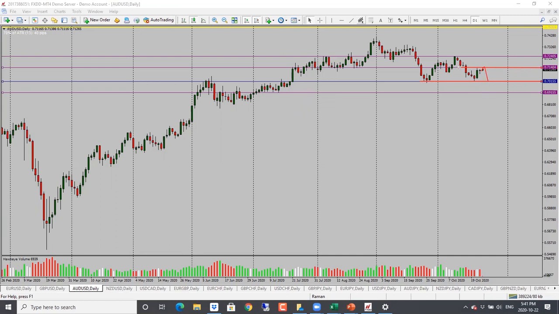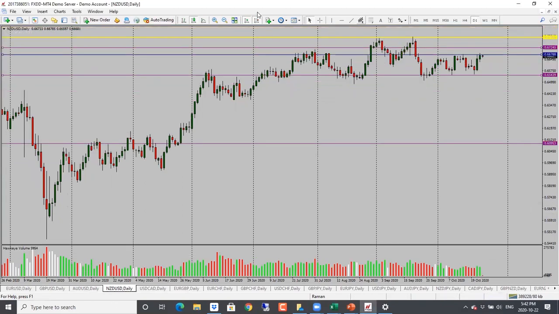And this is where we'll have to keep an eye on this 0.7140 level. But if it does go through, then we're looking for this next move all the way into 0.7240. So right now, bias is neutral for Aussie dollar, and we'll have to keep an eye on that level.